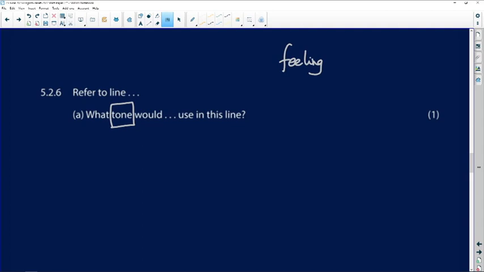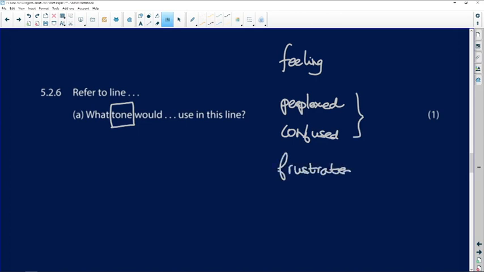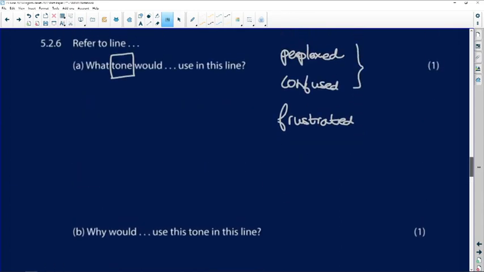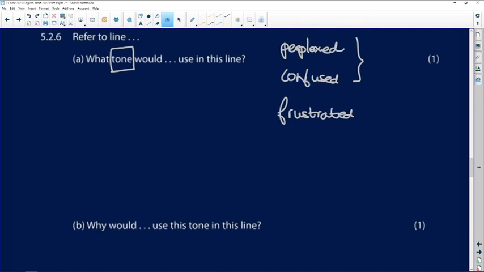So, "but my mother, Mike, I can't understand her silence." What is the tone? Perplexed, frustrated, confused. These words go together. Frustrated is a separate idea. Then you know what's coming next. You've immediately got why this tone, and you begin: Dora would be frustrated because.